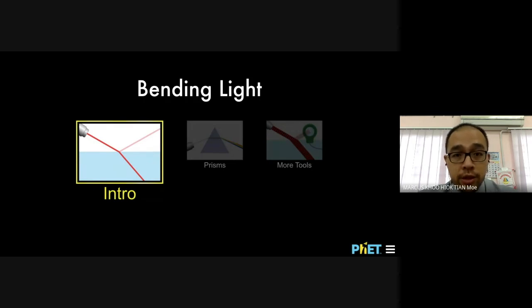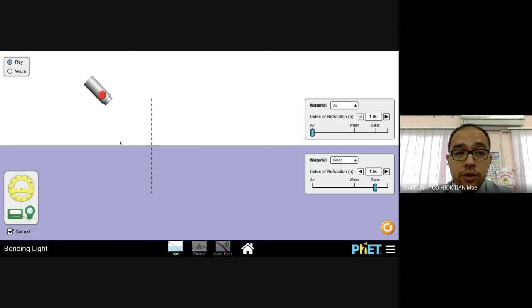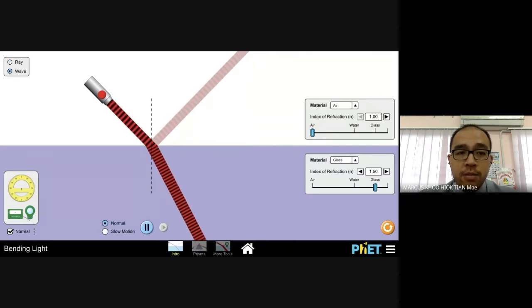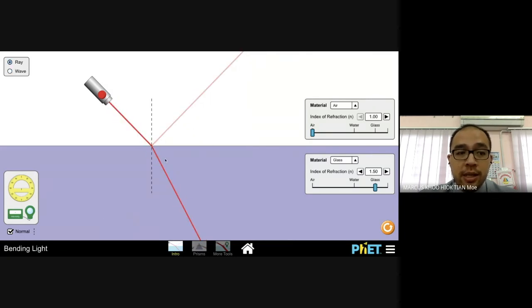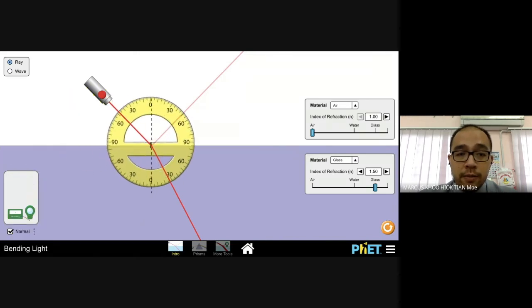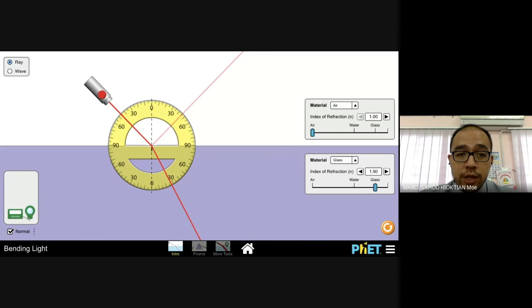Okay, and when you get into this simulation, you click on intro. You're going to get this ray. Set this as ray, so that when you turn it on, you will get a red color light. Yes, you can do it as wave also if you want, but it's going to be more bothersome, so ray is easier. Then over here is the protractor, so you can set the protractor over here.